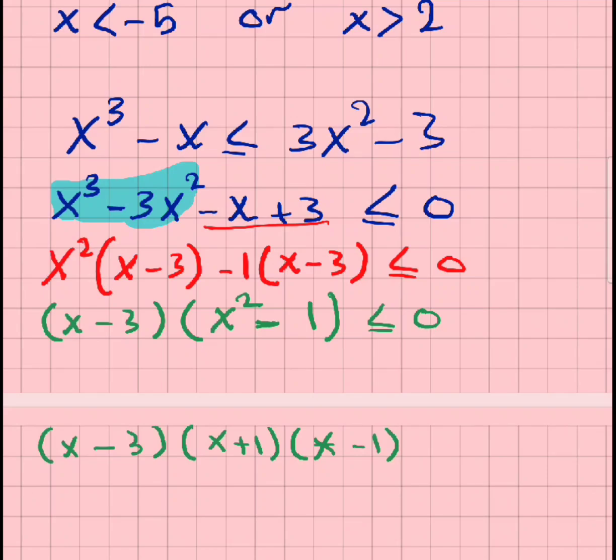Now we can factor x squared minus 1 using the difference of perfect squares. It's going to be x plus 1 times x minus 1.